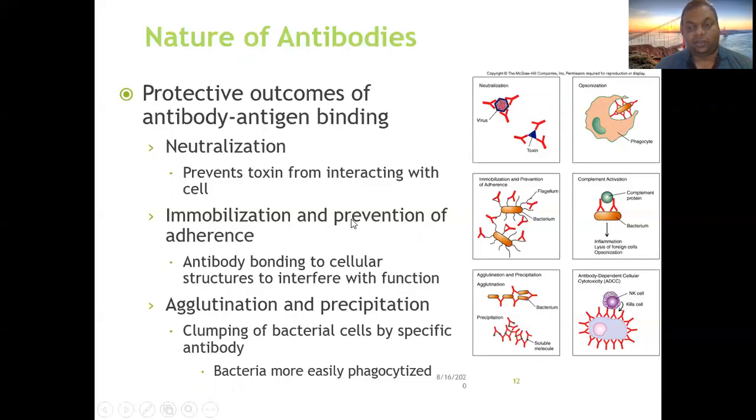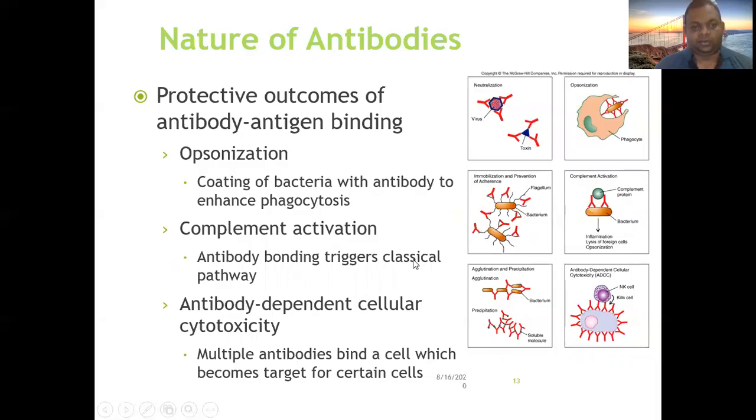It also leads to complement activation through the classical pathway. Then there is antibody-dependent cellular cytotoxicity. It directly activates NK cells through the FC portion, which binds to NK cells and triggers apoptosis and release of NK cell mediated damage. That's how it goes. Those are the functions of antibodies. So what are the types of antibodies?